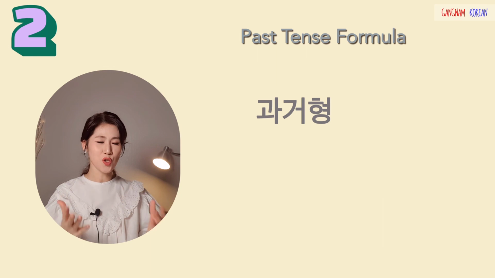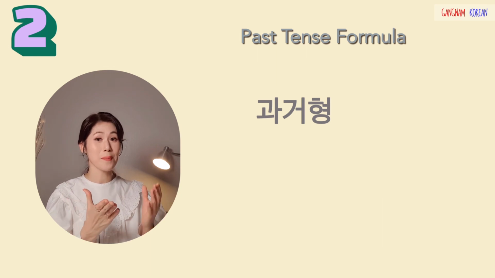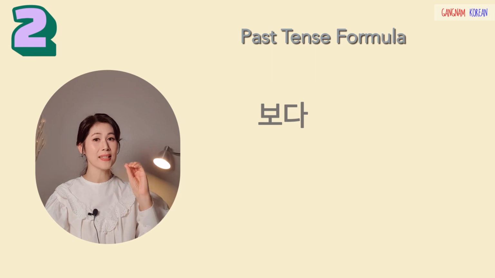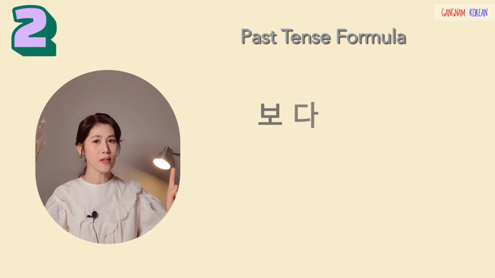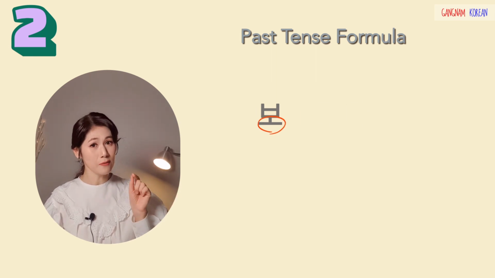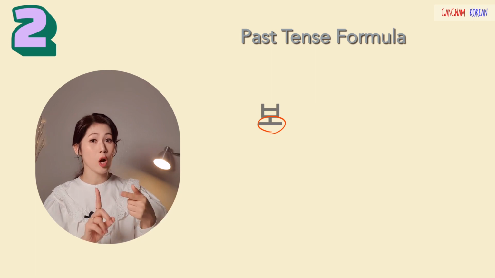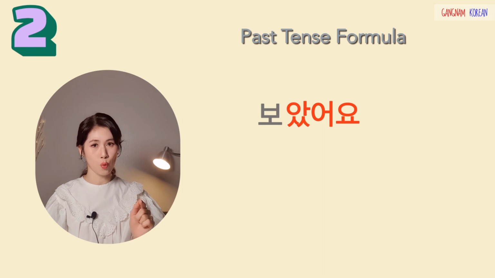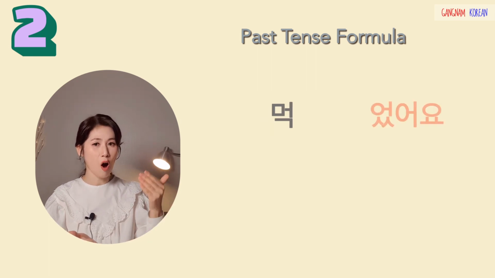과거형. So, do you remember how to conjugate Korean verbs into the past tense? First of all, you have the dictionary form of the verb that ends in 다. So, take away the 다. And if the final vowel of the verb stem is either 아 or 오, you add 았어요. Other than that, you add 었어요.